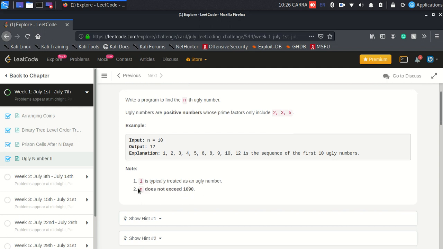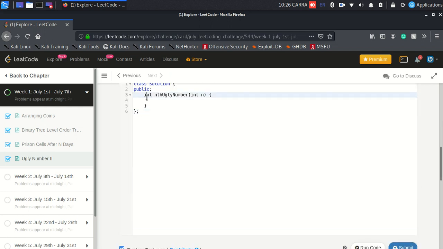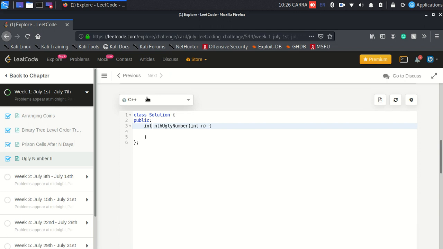Now n can get very large, since 1690 is typically a very big value of n. So I would be returning an int, and I would have a set, and I won't use int for the set, rather I would use long long so as to fit. I would insert 1, and I'll have a while n minus minus loop.